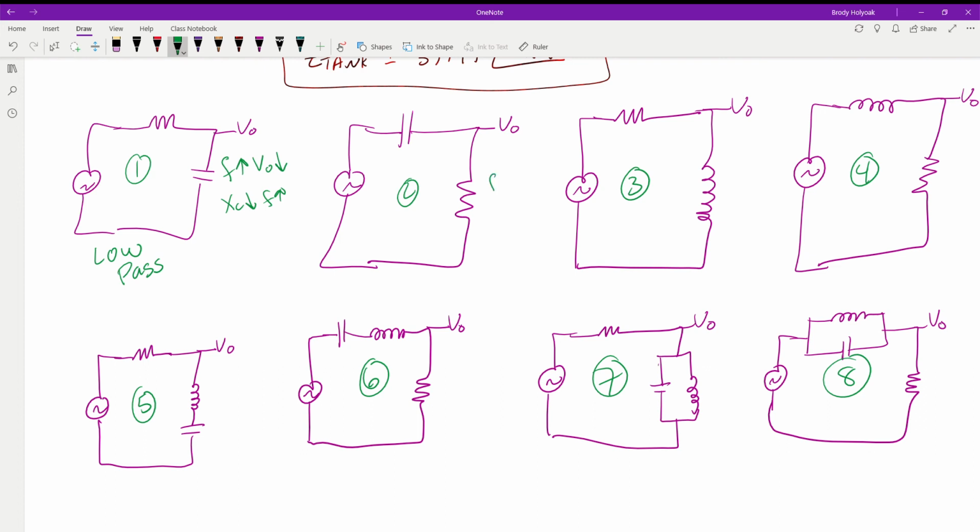In here, as frequency goes up, the voltage out is going to go up. So in this case, this is a high pass filter.